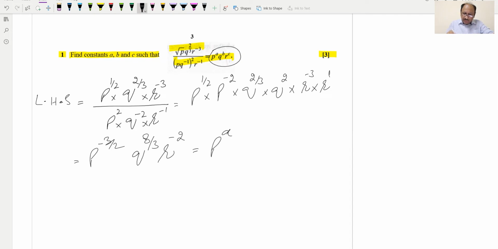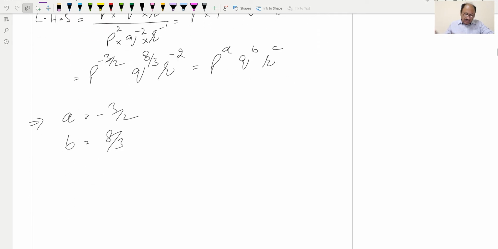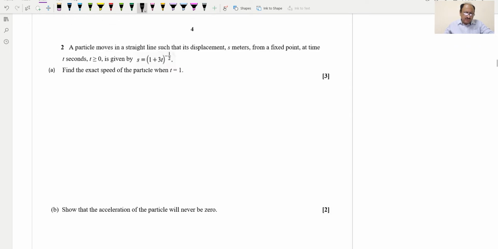and this will be equal to p raised to the power a, q raised to the power b, and r raised to the power c, and we will compare the powers. This implies a is equal to minus 3/2, b is equal to 8/3, or you can write it as a mixed fraction also, and c is equal to minus 2. These are the powers a, b, c which we found. Hopefully you understood this.